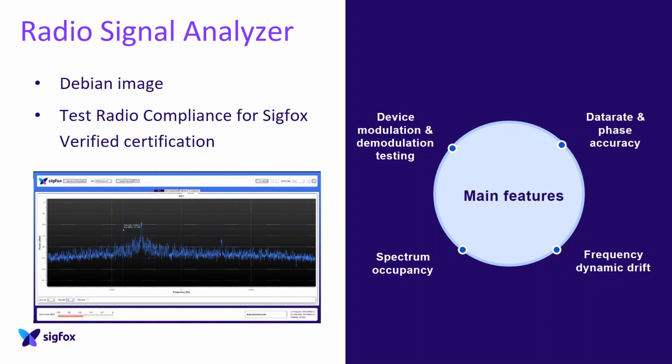It's also useful to look at data rate and phase accuracy, also for spectrum occupancy. Spectrum occupancy is something very important when you go through certification, and especially afterwards when you go to the CE and FCC certification. It's very important to get a very sharp spectrum. So that's the feature that you can test with the radio signal analyzer.